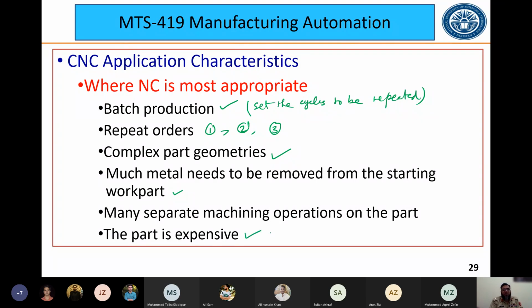Definitely the part would be expensive because the machine cost will also be included. Machine cost will be included in the part price.